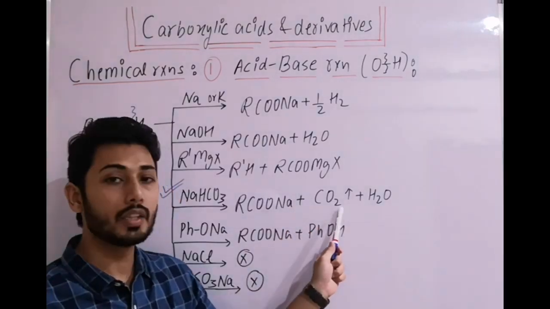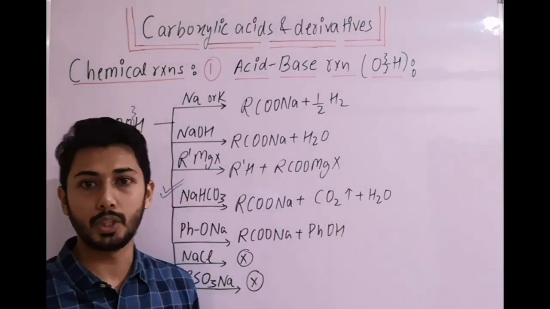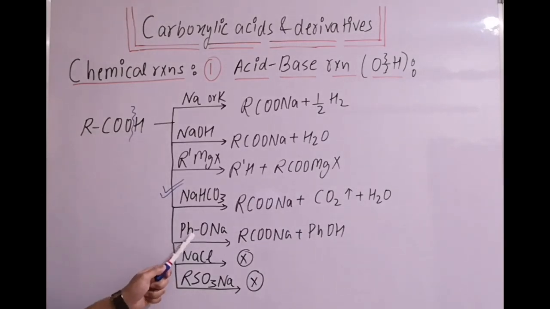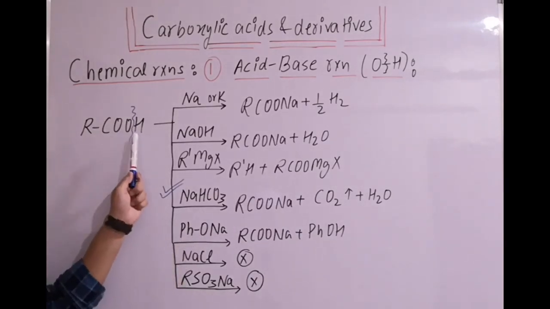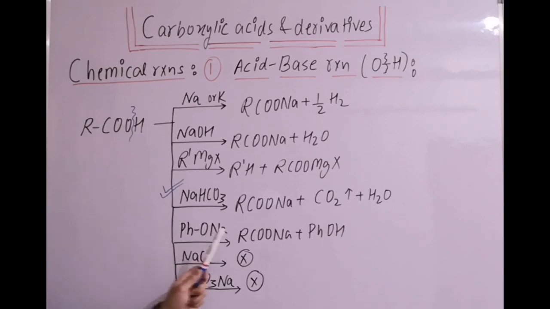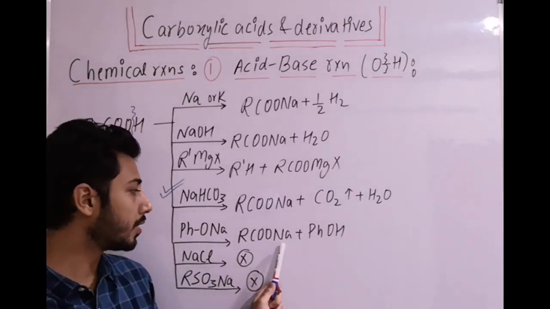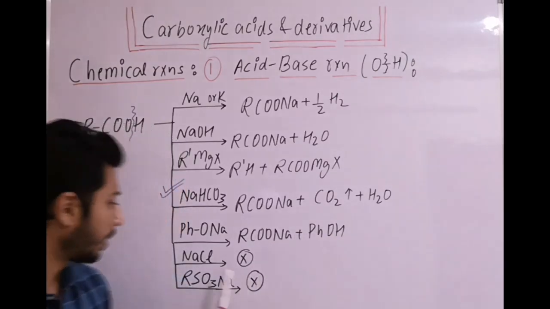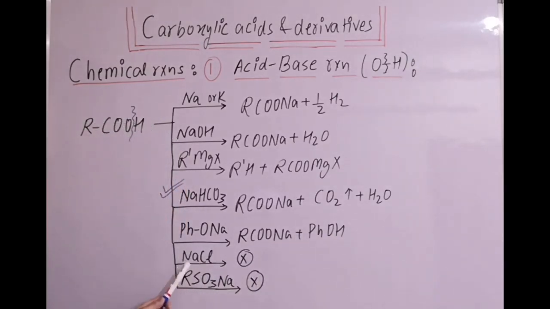Carbon dioxide is evolved, CO2 evolved, that is the indication. Then next is with phenoxide ion. A stronger acid will displace a weaker acid from its salt, forming its own salt, RCO minus Na plus, with generation of the weak acid. Next, reaction with NaCl.